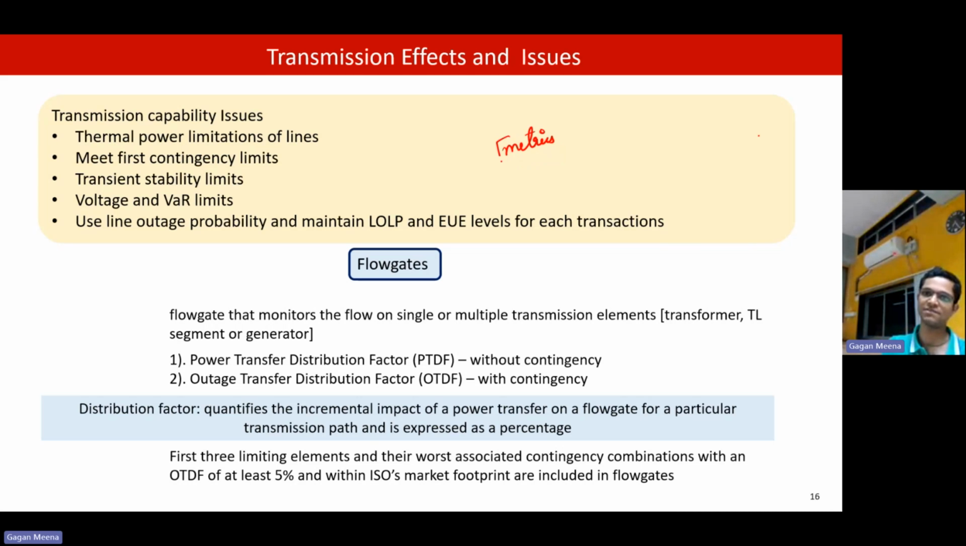To keep these metrics within acceptable range, we keep these reserves. So although contingency is there, if reserves are there, we'll be able to meet these levels. Otherwise, we'll not be able to do that. So we want to ensure the LOLP, loss of load probability, and expected unserved energy. This is in megawatt hour. This is the magnitude of the energy shortfall.